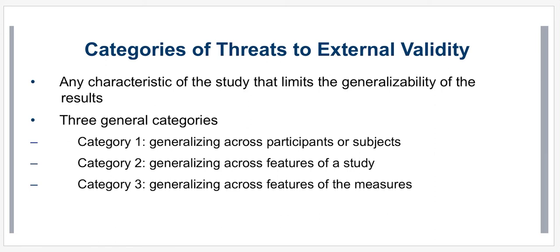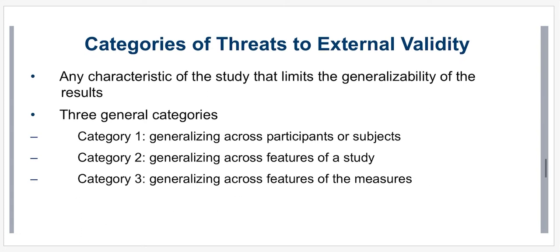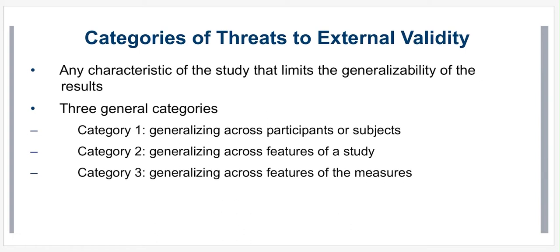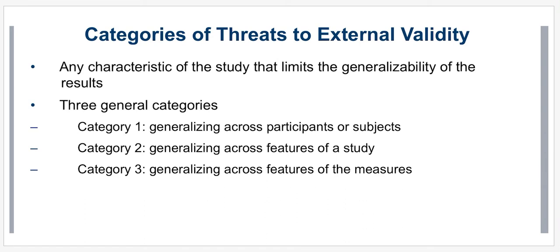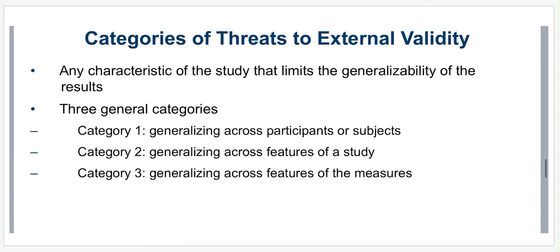But as a reminder, external validity, as we talked about before, is anything that limits the generalizability of the results. So anything that keeps you from being able to generalize the results that you found in your study to other situations, other people, etc. So there's 3 general categories here. One is generalizing across participants or subjects, which we have talked about a lot as far as being able to generalize from your sample to a population.